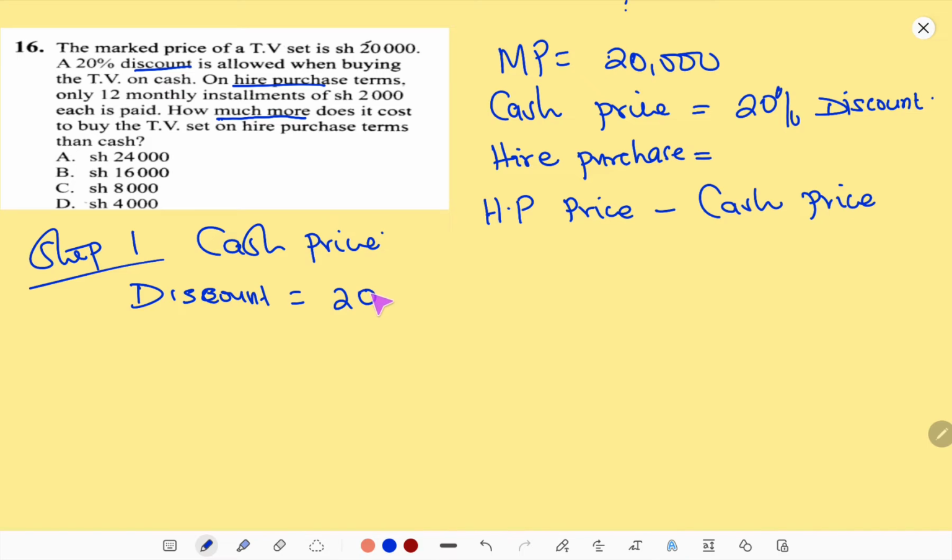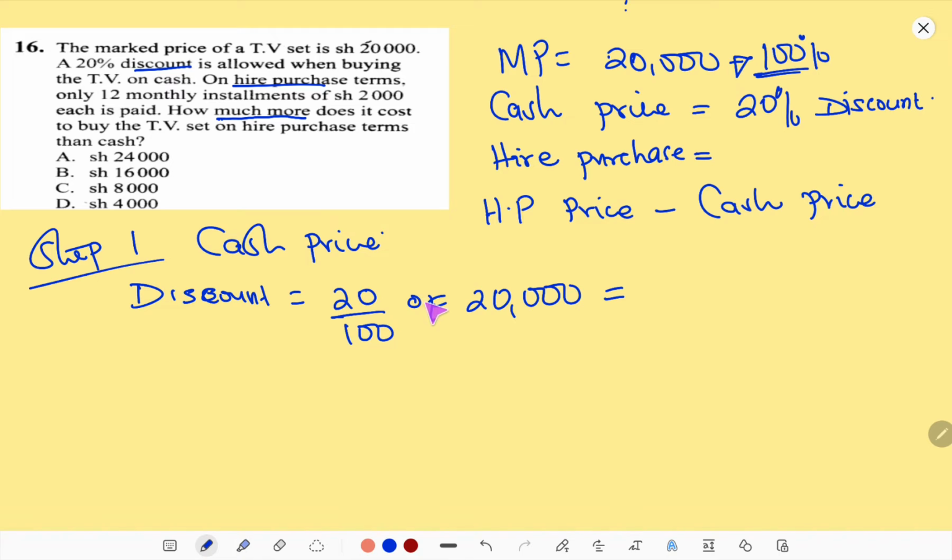20%, so it is 20 out of 100. And the reason it is out of 100 is because it's a percentage, and always percentages are out of 100. The second reason, the marked price is always 100%. Okay? So the discount is 20 out of 100 of the marked price, which is 20,000.